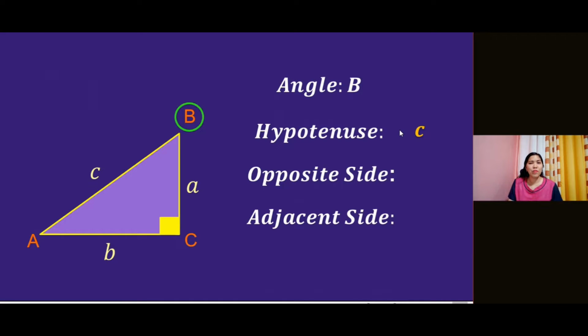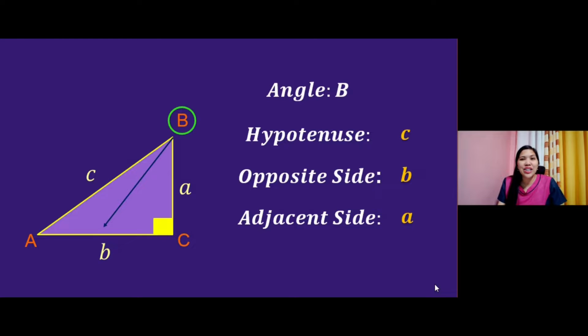How about your opposite side? And how about your adjacent? Try to consider this arrow. So your opposite side changes. And this is now your side B. And your adjacent side, this is now your side A. So as you can see here, your opposite side and your adjacent side depend upon your angle of reference.